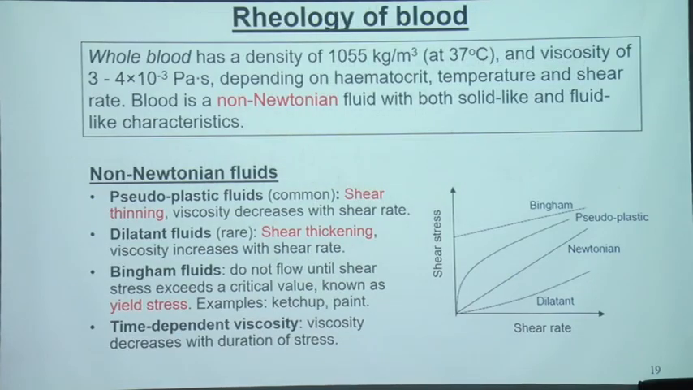Because the cells occupy about 45% of the blood by volume, they will have an influence on the blood viscosity. So for whole blood, the density is roughly about 1055, which is more than that of water, at normal body temperature, 37 degrees, and the viscosity is roughly about 3 to 4 times 10 to the minus 3. This is when the shear rate is high, when the blood starts to behave like a Newtonian fluid.